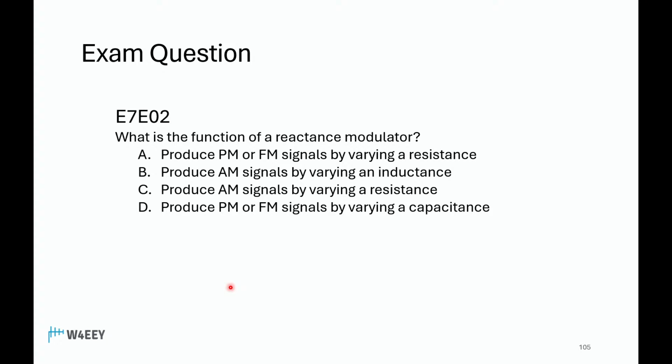And here they're giving us the generic case. Delta. It is delta, produce FM or PM by varying a capacitance. Normally that's done with a varactor diode also.